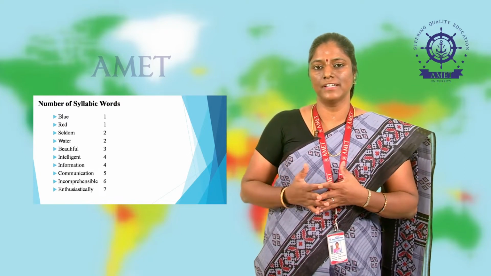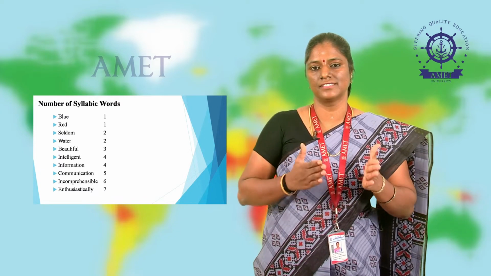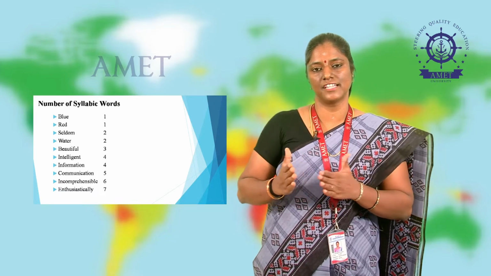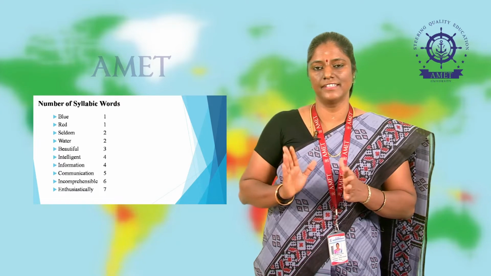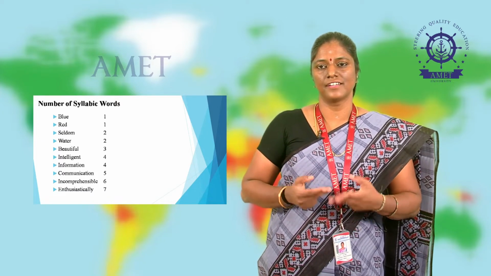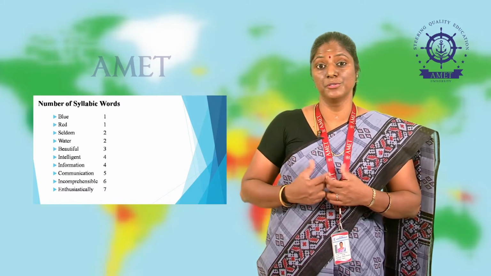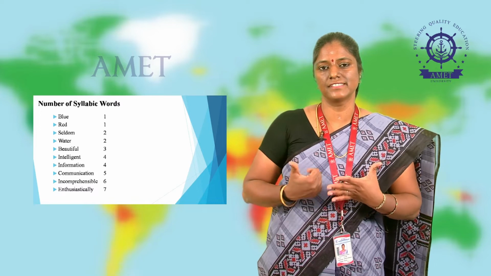We'll move on to the second one, seldom. We are pronouncing it twice, right? Seldom. So it's a two syllabic word. Next one, water. R is silent here, water. It's a two syllabic word. And the next word, beautiful, beautiful. It's a three syllabic word.